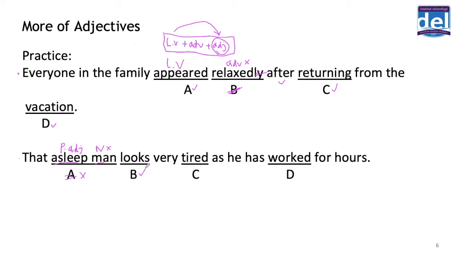B is correct because the subject is man, singular, and the verb is looks, singular verb. C is correct. You know, looks is a linking verb. It can be followed by an adjective, right? Tired is an adjective, so it is correct. Although we have a very here, an adverb. D is correct, the use of the verb, because here we've got has, which is present perfect. In present perfect, you use verb 3. I mean, after has or have, you use verb 3, right?